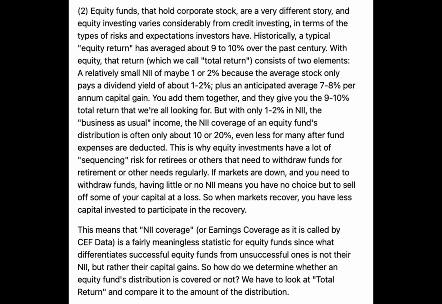2. Equity funds that hold corporate stock are a very different story, and equity investing varies considerably from credit investing. In terms of the types of risks and expectations investors have, historically, a typical equity return has averaged about 9 to 10% over the past century. With equity, that return, which we call total return, consists of two elements: a relatively small NII of maybe 1 or 2%, because the average stock only pays a dividend yield of about 1 to 2%, plus an anticipated average 7 to 8% per annum capital gain. You add them together, and they give you the 9 to 10% total return that we're all looking for.